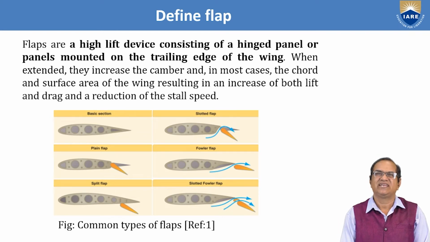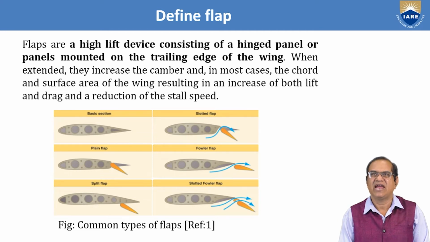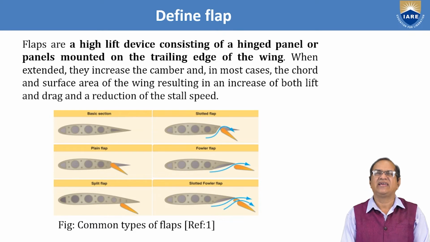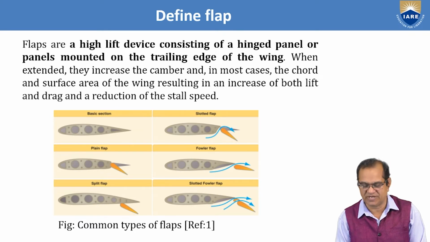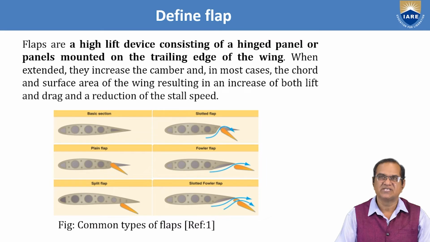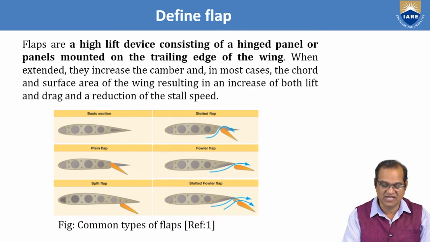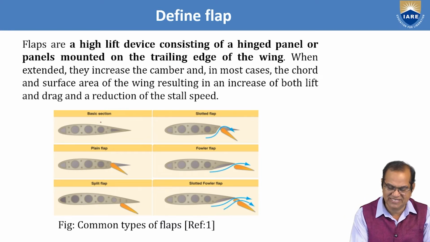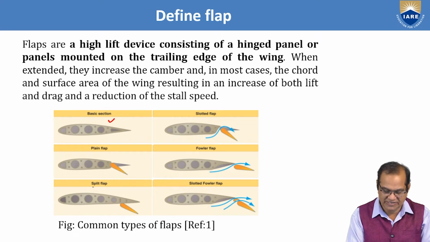When extended, they increase the camber and in most cases the chord and the surface area of the wing, resulting in an increase of both lift and drag and a reduction of the stall speed. So here the flaps are high lift devices consisting of hinged panels mounted on the trailing edge of the wing. You can see it is a basic wing, and here is a split flap, here a plain flap, and this is the split flap.